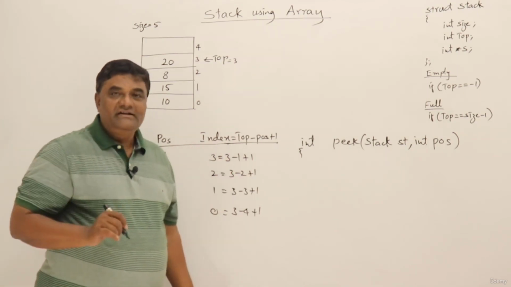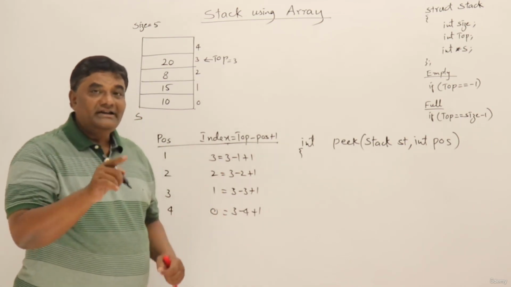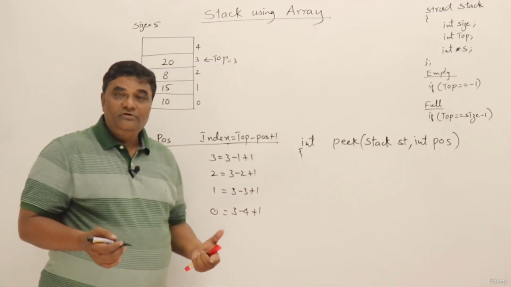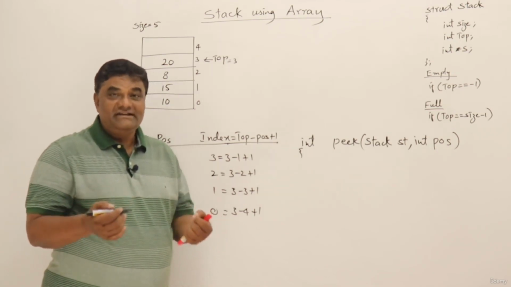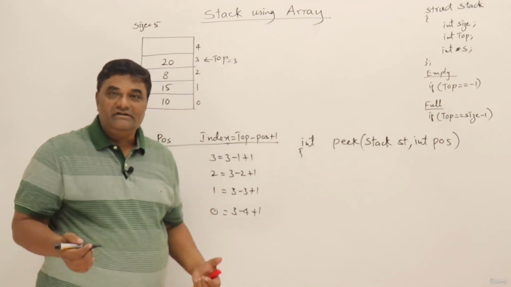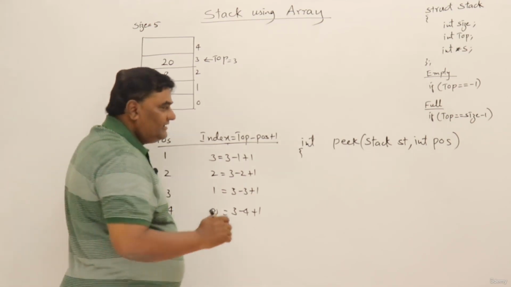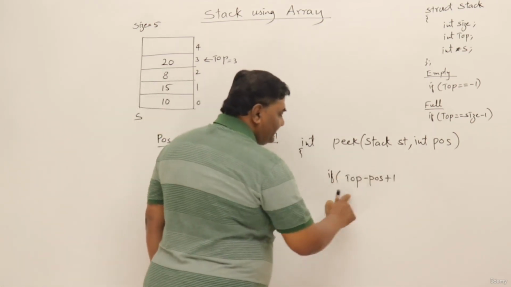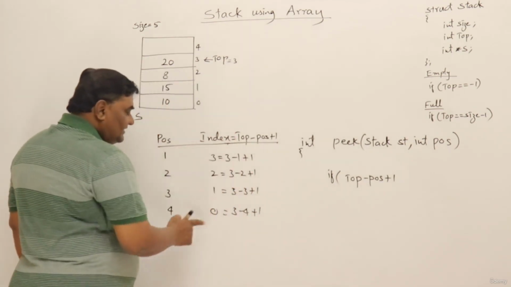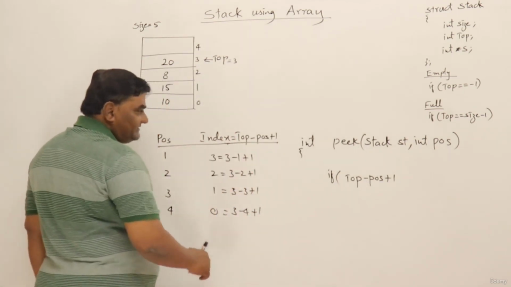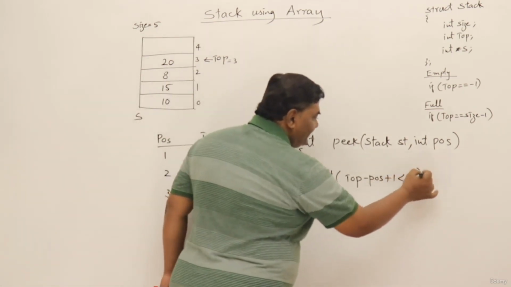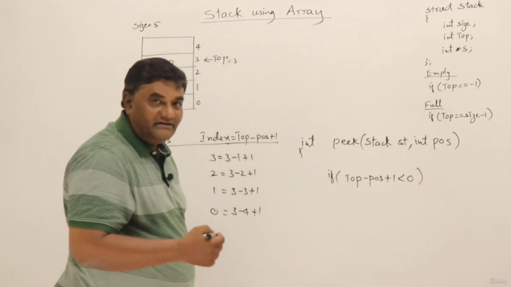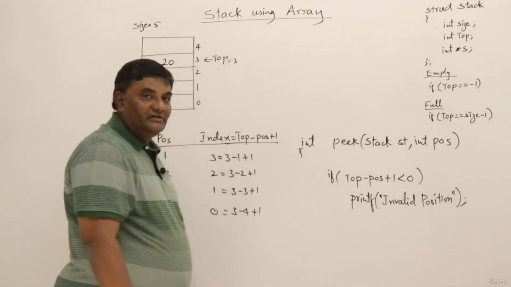One more thing I should take care of is whether the given position is valid or not. Right now there are 4 elements. So if I say I want to look at the 6th element or 10th element, it's not there. So first of all, I should check if that position is valid or not. So if top minus position plus 1, this formula should not give any value less than 0. If it is less than 0, then I should give a message that it is an invalid position.